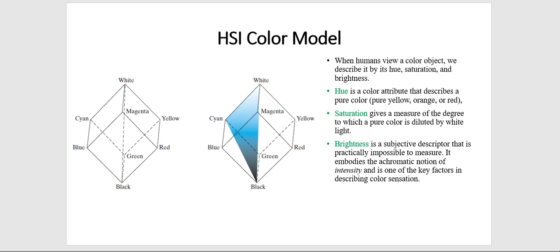Next is the HSI color model. HSI represents hue, saturation, and brightness or intensity. The reason why the HSI model exists is because when we as humans describe colors, we do not talk about combinations of primitive colors or a percentage of mixture of two different colors. We talk about colors in terms of how bright they are, what is its saturation, and what is its hue.